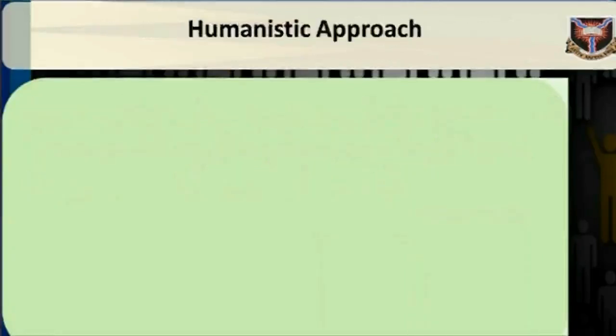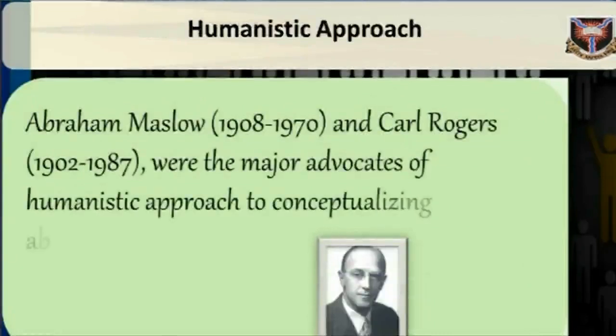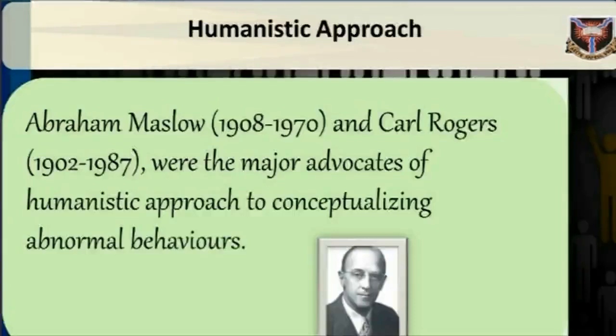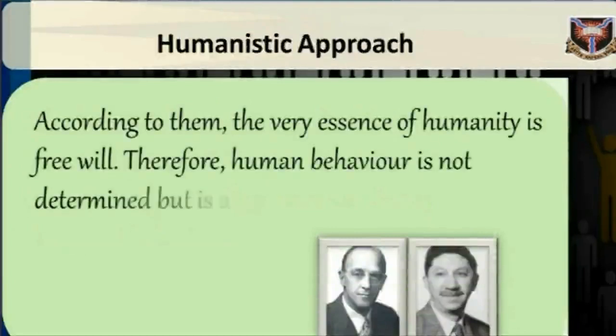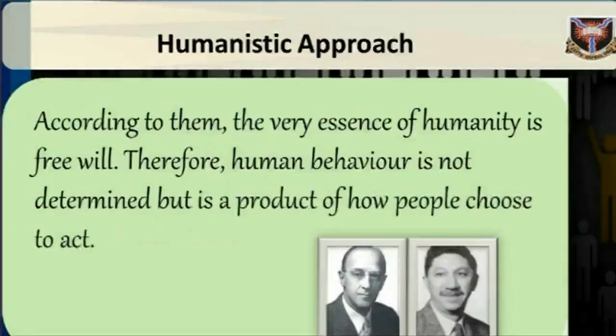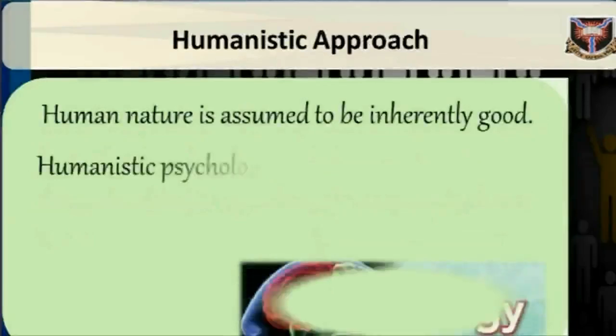Humanistic approach. Abraham Maslow, 1908 to 1970, and Carl Rogers, 1902 to 1987, were the major advocates of the humanistic approach to conceptualizing abnormal behavior. According to them, the very essence of humanity is free will. Therefore, human behavior is not determined but is a product of how people choose to act. Human nature is assumed to be inherently good.